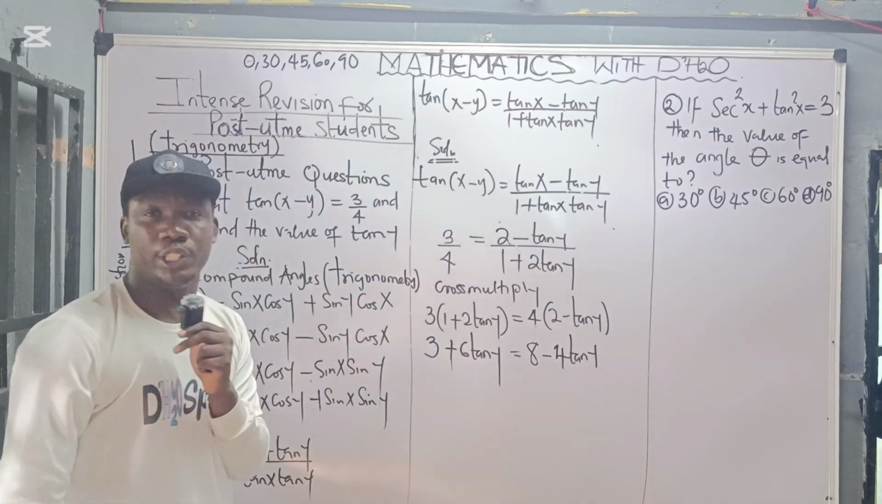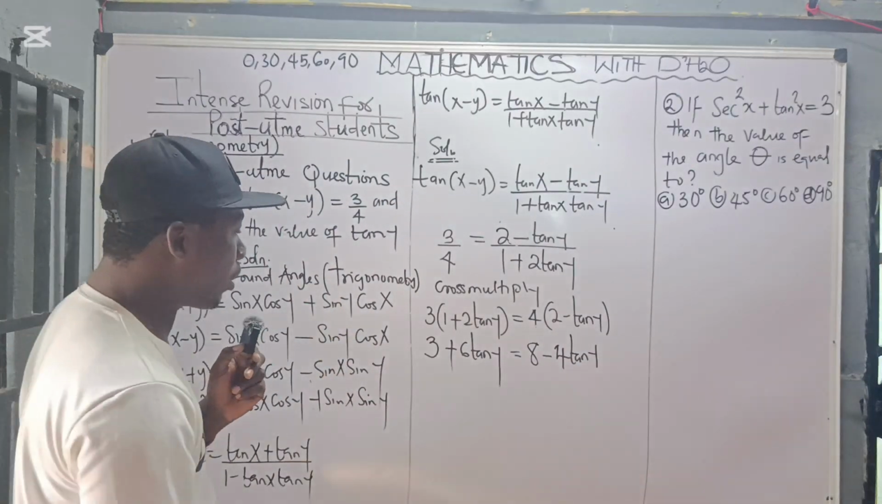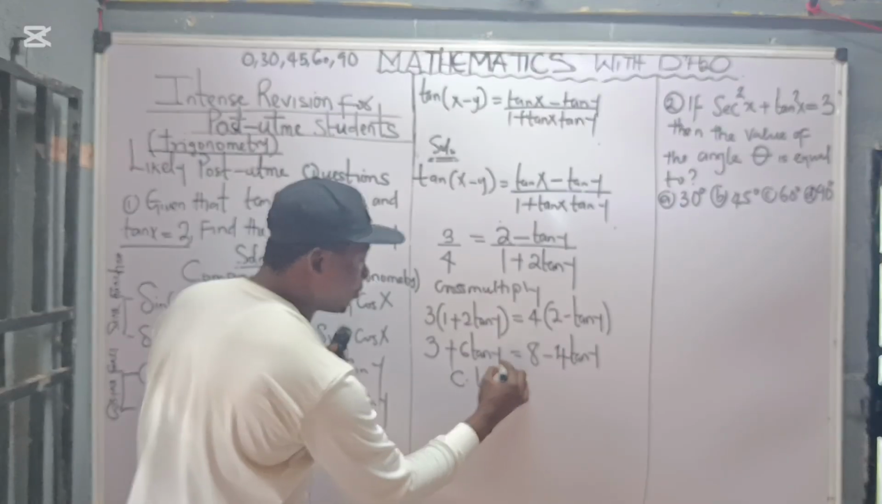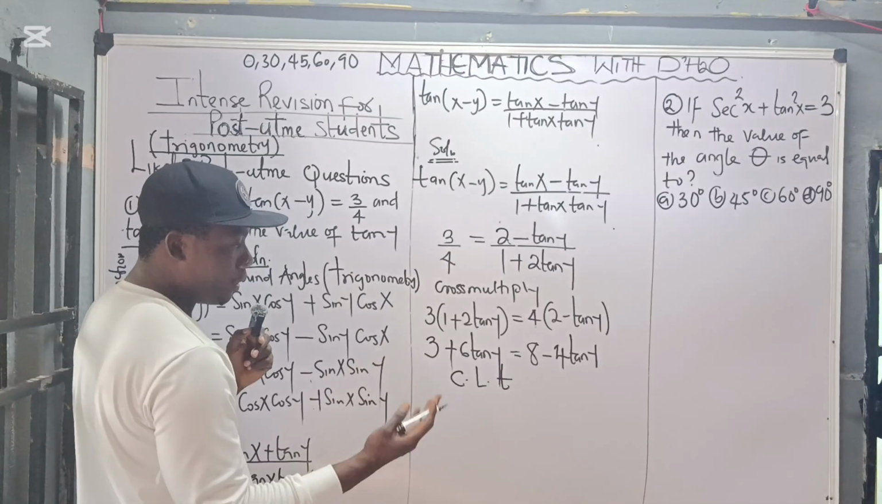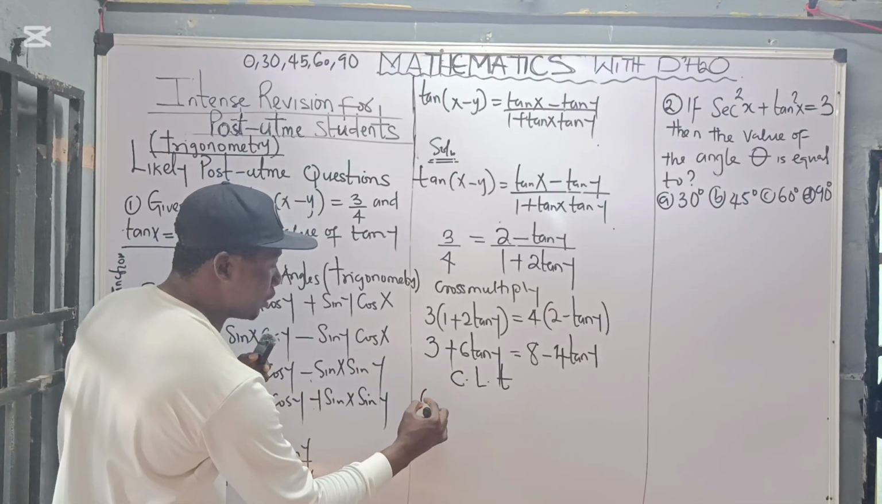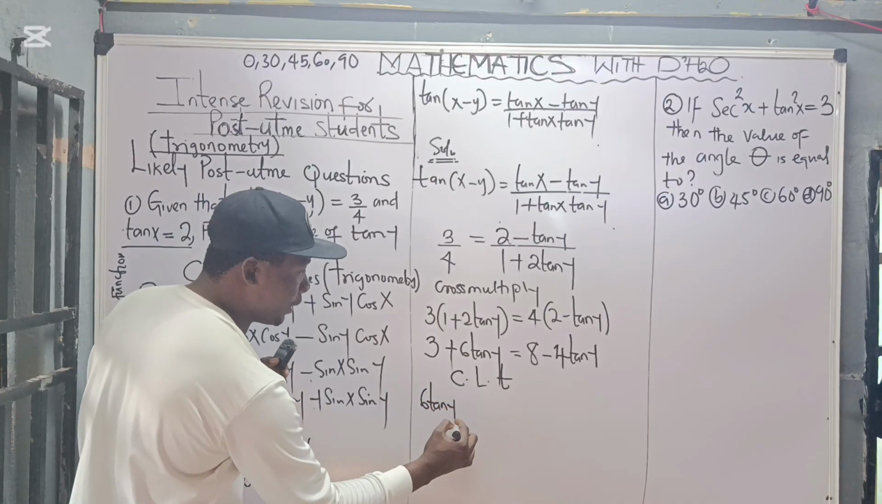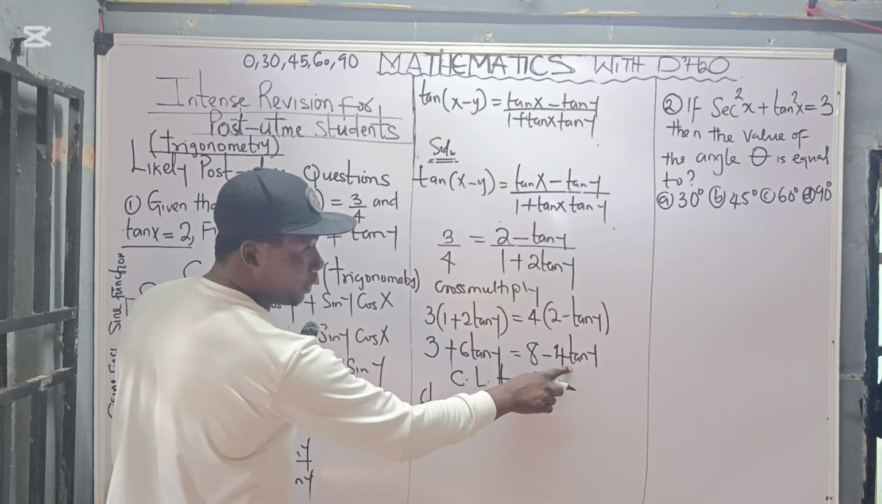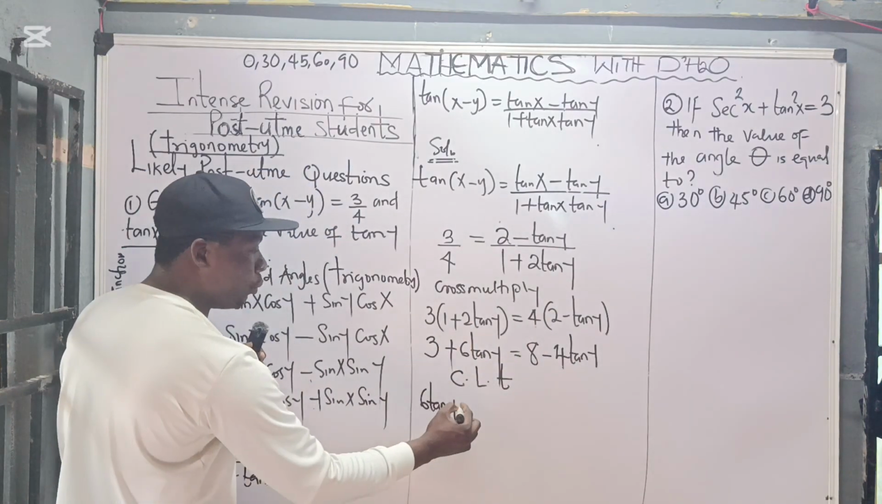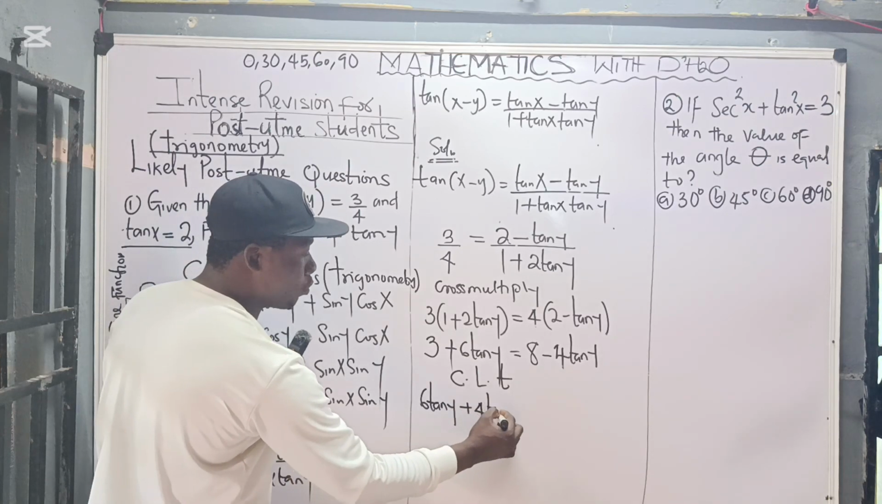So what do you think we should do hereafter? We are going to collect like terms together. That's what we'll do. So we are going to do it this way. You have 6 tan y. Follow me carefully. This one is minus 4 tan y. So if you bring it over, it becomes plus 4 tan y.